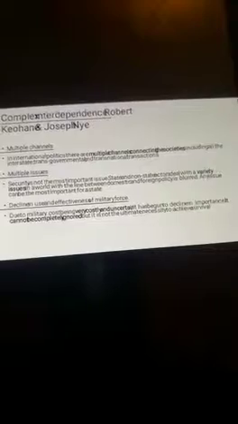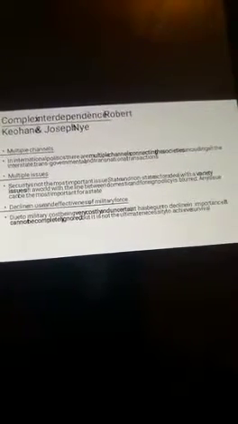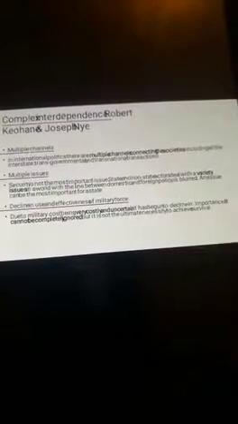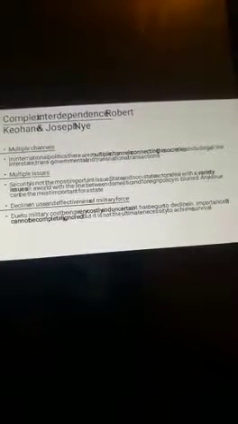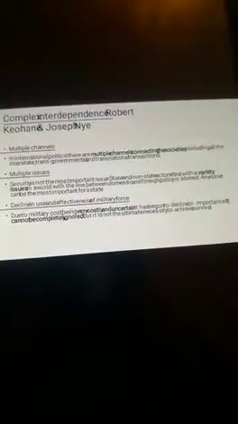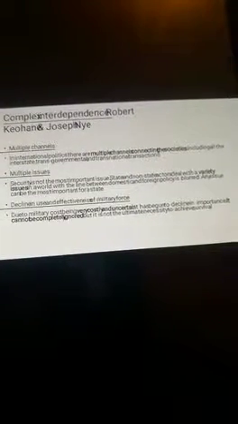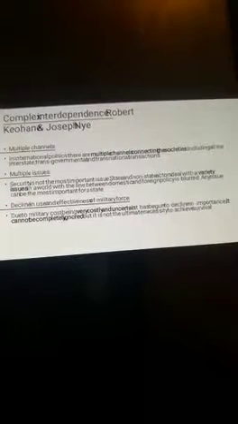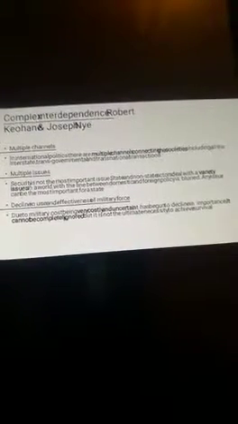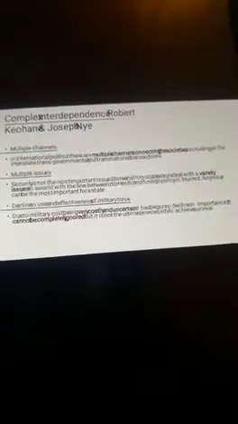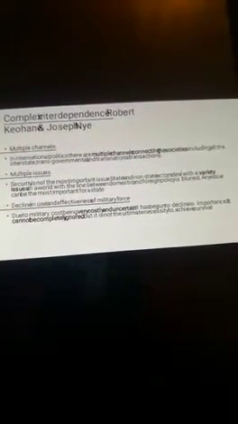Complex interdependence, Robert Keohane and Joseph Nye. Multiple channels. In international politics, there are multiple channels connecting the societies, including all the interstate, transgovernmental, and transnational transactions. Multiple issues. Security is not the most important issue. State and non-state actors deal with a variety of issues in a world where the line between domestic and foreign policy is blurred. Any issue can be the most important for a state.